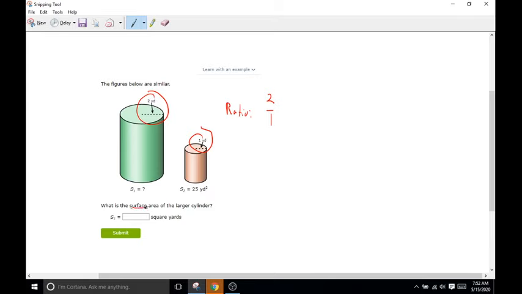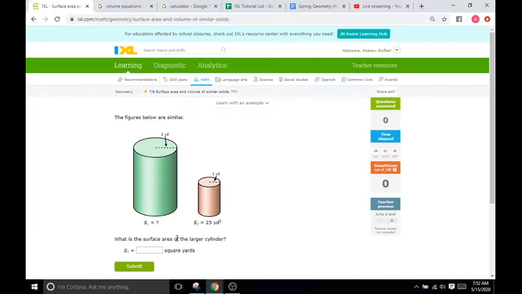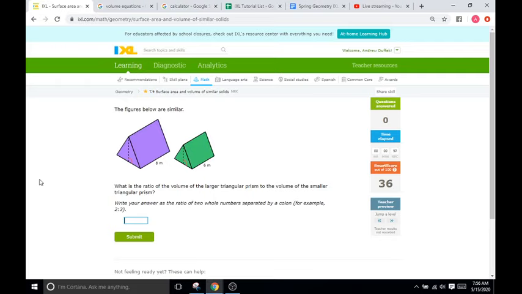Now, because we're dealing with surface area, we're going to be squaring our ratio. So 2 squared is just 4, which means there's going to be a factor of 4 difference when it comes to the surface areas. So if the surface area of our second cylinder is 25, multiply that by 4, and so we know the surface area of our first cylinder, our larger one, is going to be 100. So we are going to come down here and type in 100.